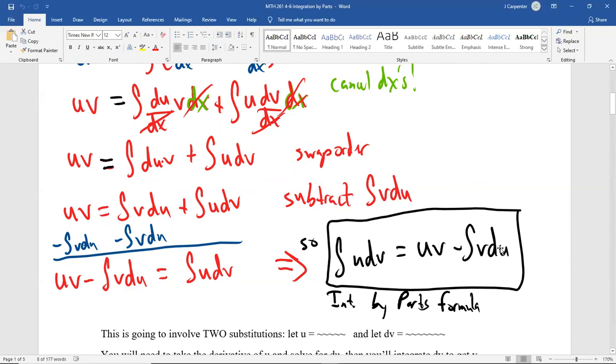You have to memorize this formula. This will be on the final exam. You have to have this formula memorized. This will be on the final. It won't be on test 3, but it'll be on the final.